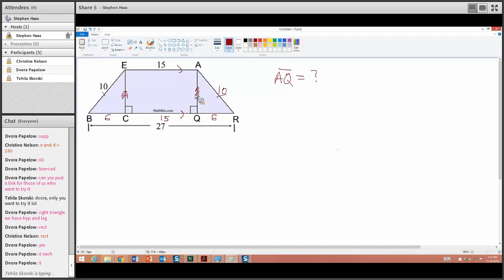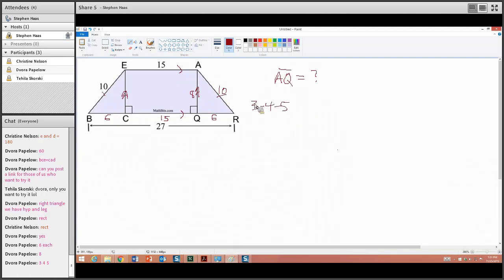What kind of a triangle, by the way? What kind of a special triangle is this? This is actually a 3, 4, 5 triangle. They're all divisible. 6 and 10 are divisible by 3 and 5, multiplied by 2 each, which means the 4 is multiplied by 2 to get the other side as well.